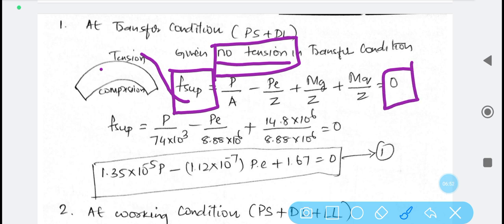So why has it been F superior here? F superior has been considered because the tension is acting in the top fiber. The top fiber resultant stress equation is given by F superior, and therefore it has to be equated to 0. After substituting, we will get an expression in the format of P and PE. So next, let us proceed to the second condition.